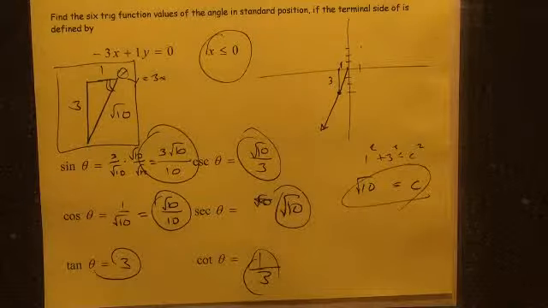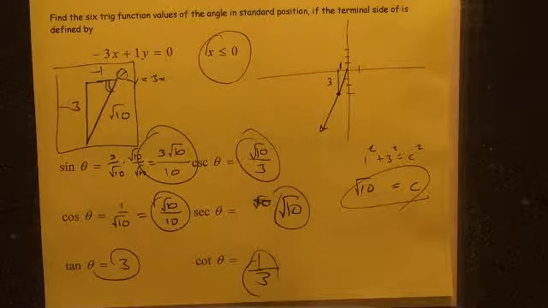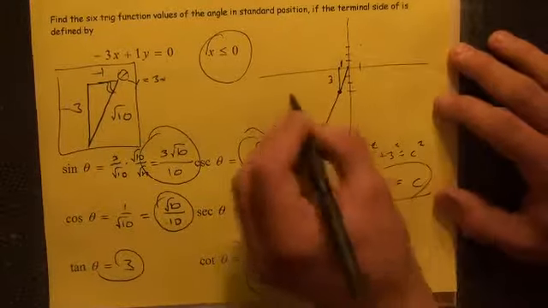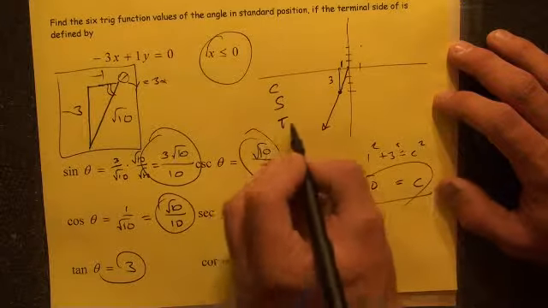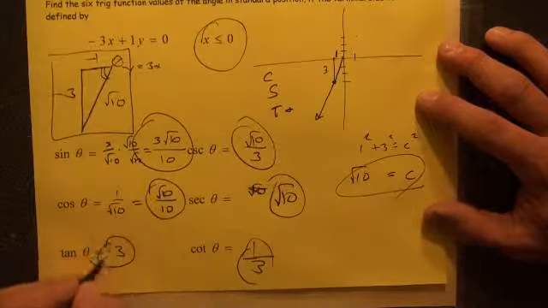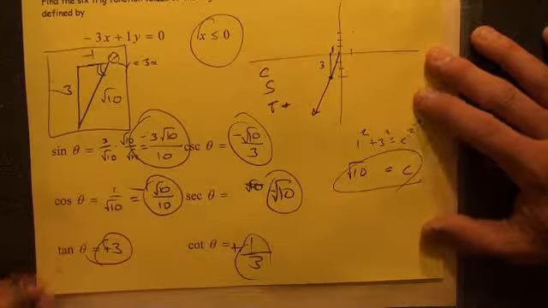Of course, what did I almost forget to do? Both the 1 and the 3 are negative here, meaning cosine is negative, sine is negative, and tangent would be positive. So these two are positives, and these here are all negatives.